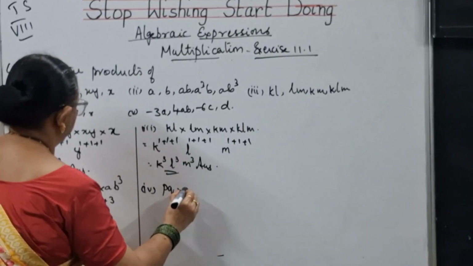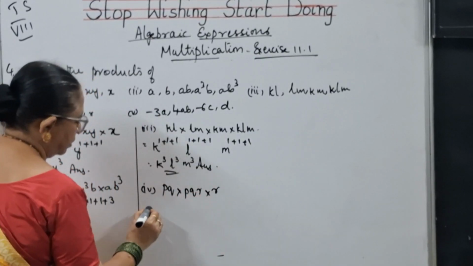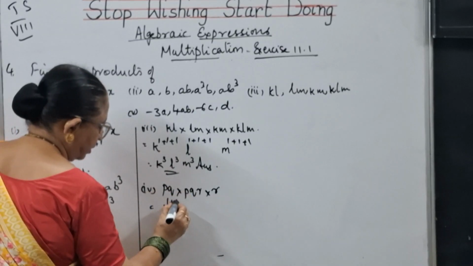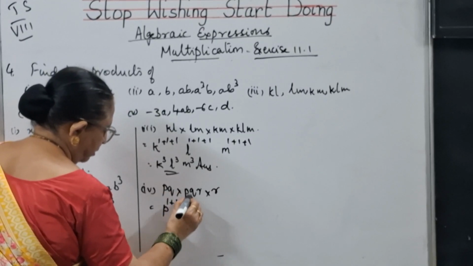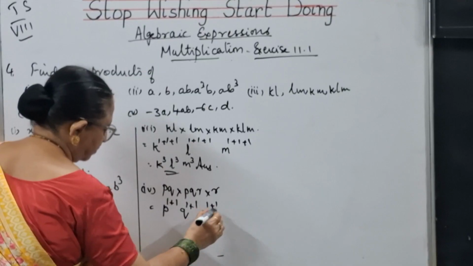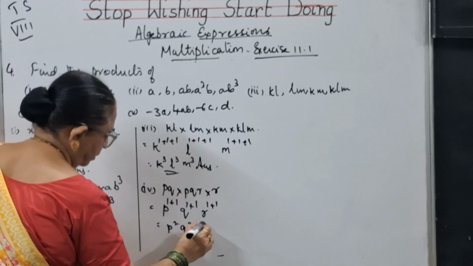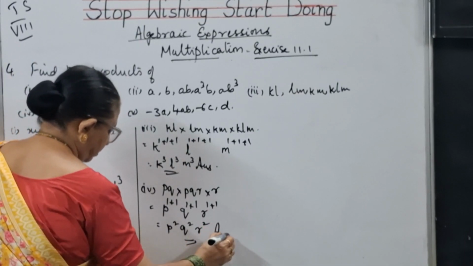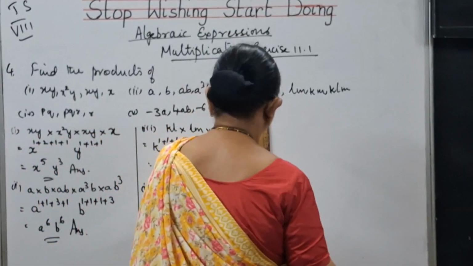pq into pqr into r. So this is equal to p: 1 here plus here 1. That's all. q: 1 here plus 1. r: 1 plus 1. So p square, q square, r square is the answer for this one, children. Next, the fifth one.